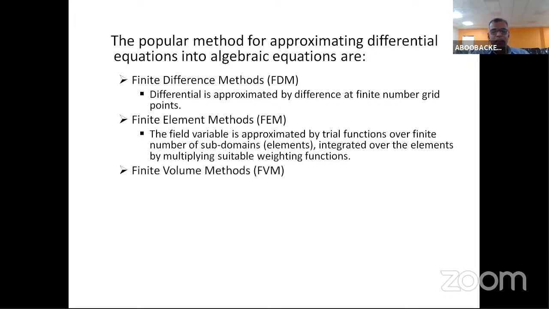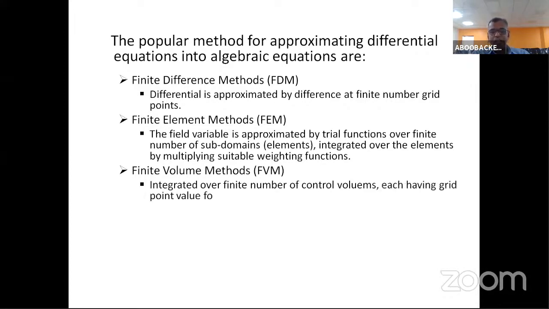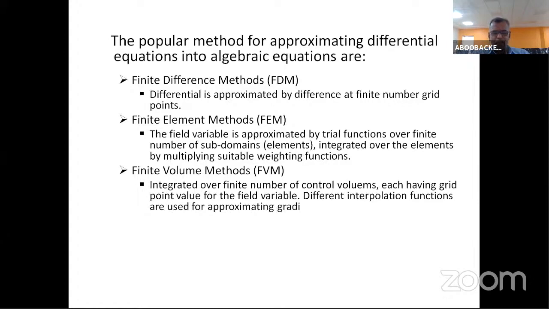And the third is the finite volume method. Here also the differential equation is not approximated. Here also the differential equation is integrated over a finite number of control volumes. Here the given domain will be divided into a finite number of control volumes, and each control volume will have a point called a grid point or control point. Whereas in finite element, the element may have many grid points. Whereas in the control volume or finite volume method, each control volume has just one single control point or single grid point where the field variable will be defined.